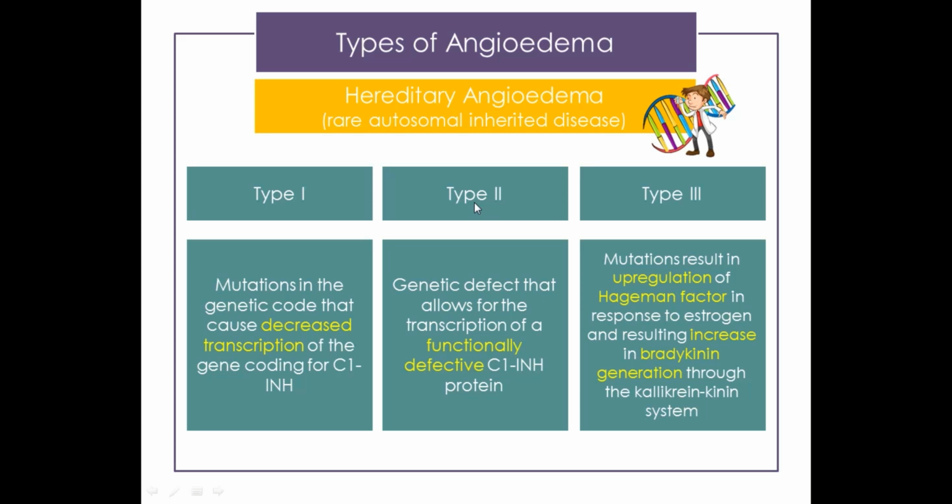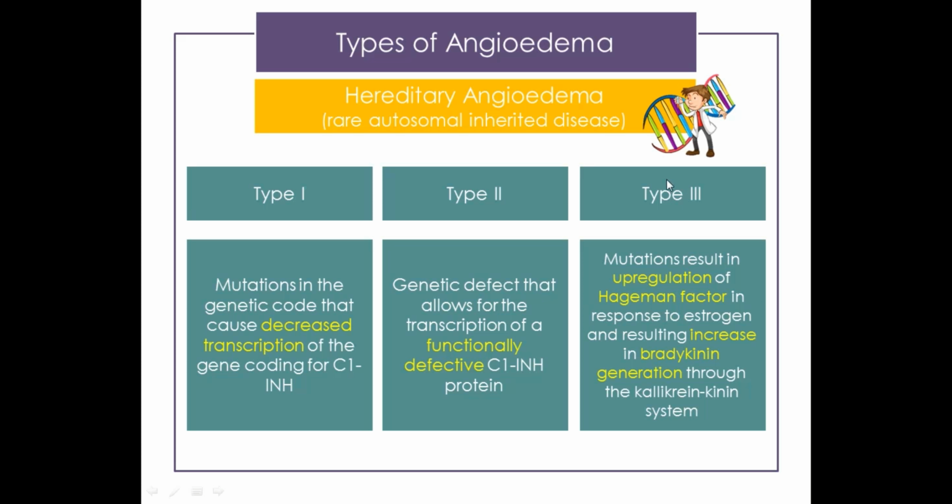Then we come to the second type. The second type is also about mutations in the gene that codes for it, but this mutation will not decrease the amount, but it will not allow having a functional enzyme. So we might have a normal amount of this enzyme, but it is abnormal. It is non-functioning well. Great? Okay, good.